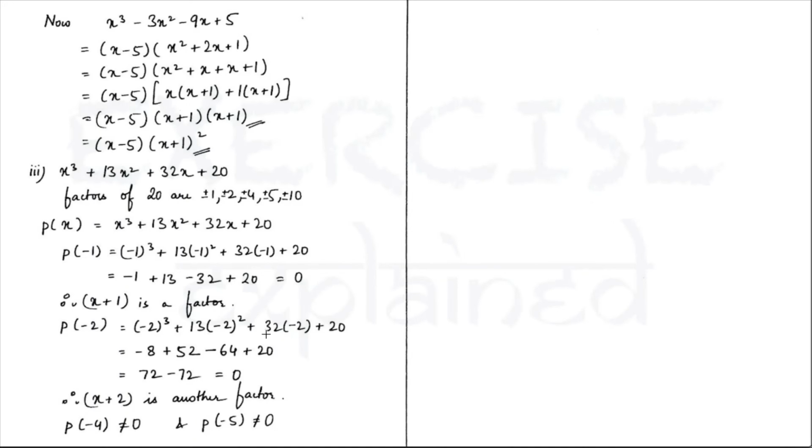And what we get here is minus 2 into 32, which is nothing but minus 64, plus 20. So what we get is 72 minus 72, so that is equal to 0. So p of minus 2 is equal to 0, or x is equal to minus 2. If minus 2 goes to the left hand side, we get x plus 2 is equal to 0. So we can say x plus 2 is another factor.